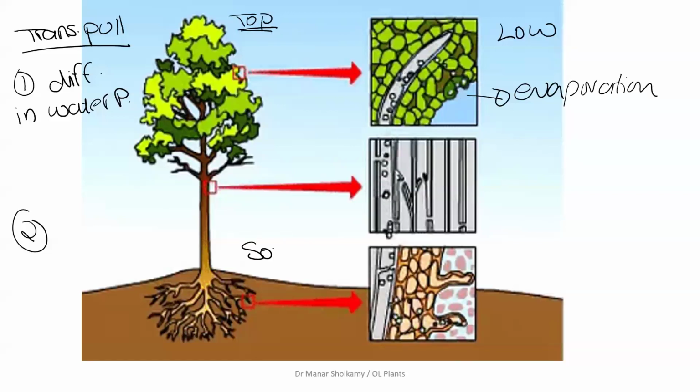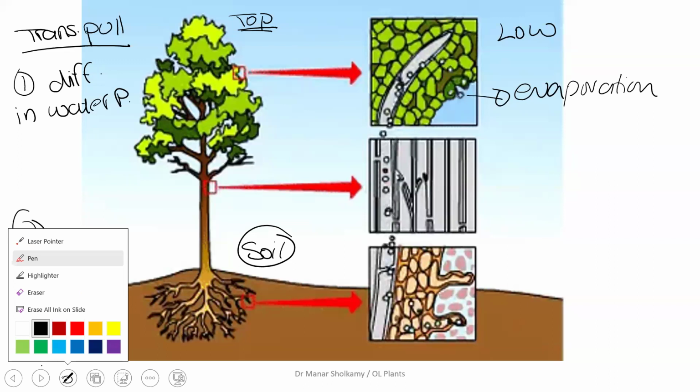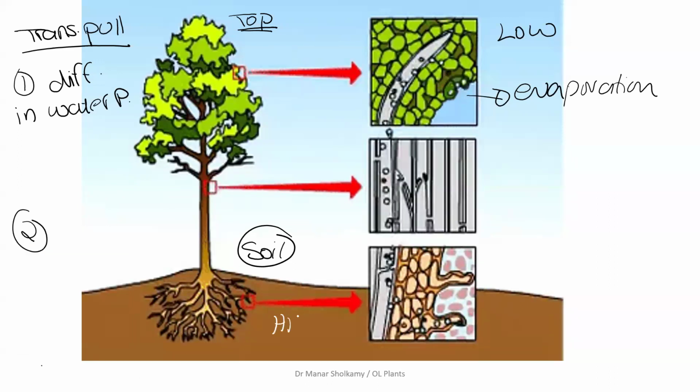And in the soil, do I have high water pressure or low water pressure? High. High, correct. I have lots of water in the soil. Now this will create a pressure difference, and this will make water move from high pressure to low pressure. Finished. This is reason number 1.